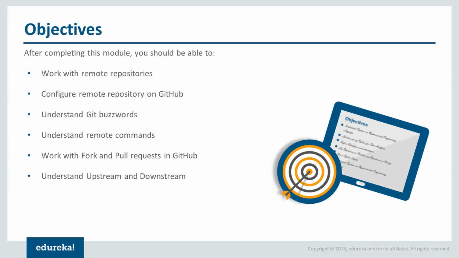These are the objectives. As I stated, we will be working with the remote repositories, configuring them on GitHub, understanding some Git buzzwords and the remote commands. We will also work with the fork and pull request in GitHub and understand the upstream and downstream.